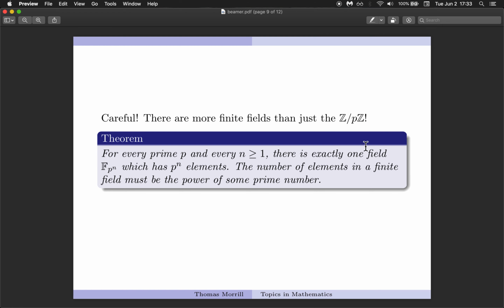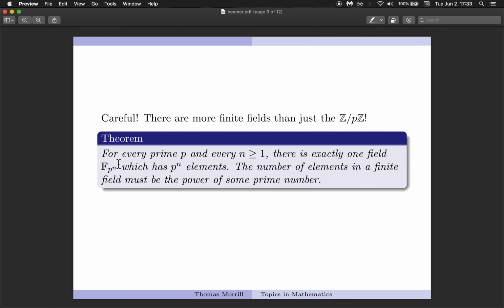So exactly how many of these finite fields are there is governed by this theorem. For every prime number p and every exponent n, which is greater than or equal to 1, there is exactly one field, and I'll call it f sub p to the n, which has p to the n as its number of elements. The number of elements in a finite field, conversely, must be the power of some prime number.